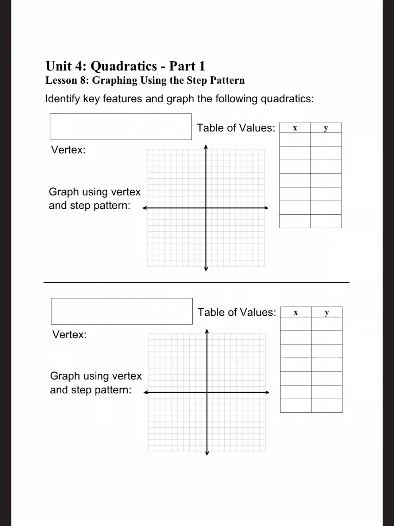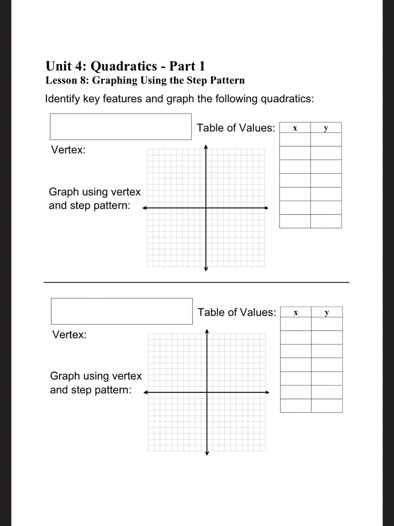Hey everyone, today we're looking at Unit 4, Lesson 8, Graphing using the step pattern. So far when we've graphed a parabola, we've really looked at identifying those key points and then done a rough sketch. So what is our y-intercept, what is our vertex, and what are our zeros? We haven't really taken a look at the points in between all those key points.